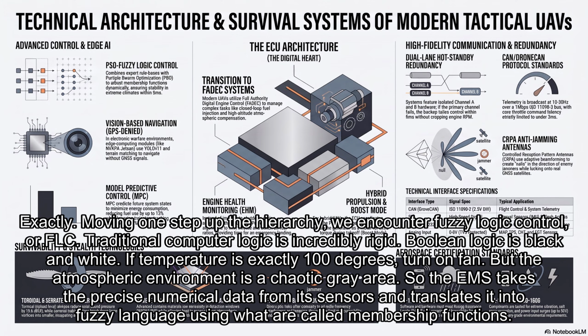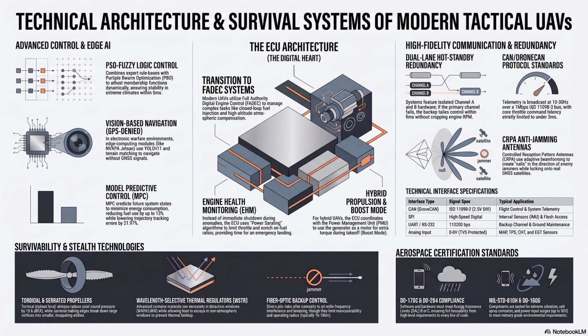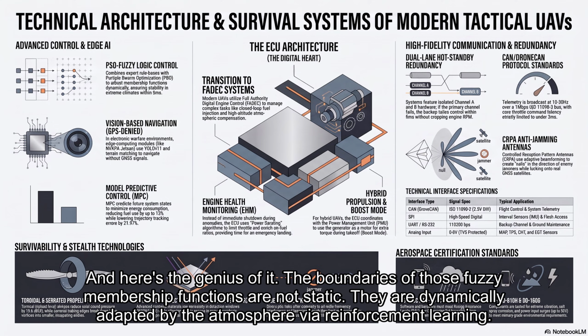So the EMS takes the precise numerical data from its sensors and translates it into fuzzy language using what are called membership functions. So instead of dealing in hard numbers, it categorizes the data into human-like concepts. It turns numbers into states like the error is quite large, the error is tiny, or the temperature is dropping rapidly. And here's the genius of it. The boundaries of those fuzzy membership functions are not static. They are dynamically adapted by the atmosphere via reinforcement learning.